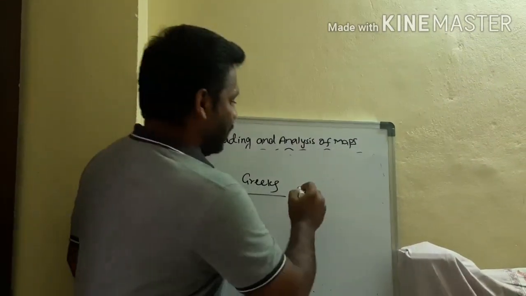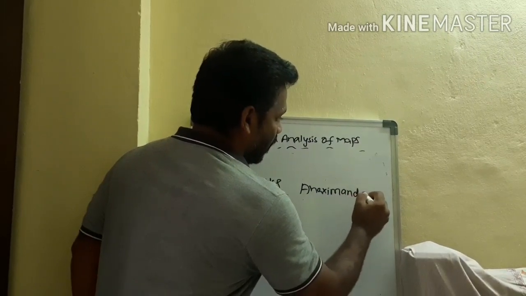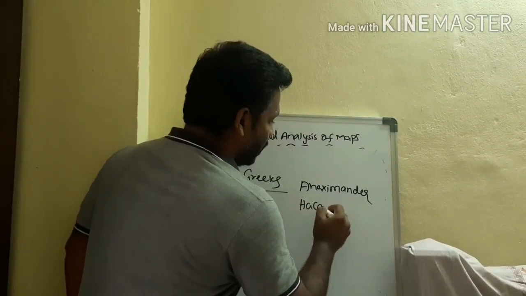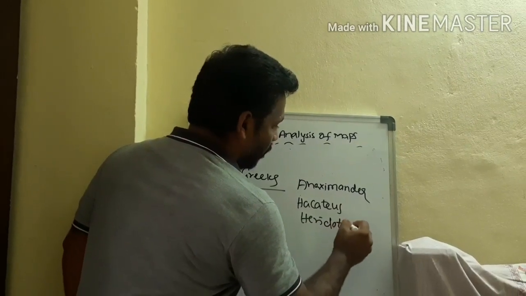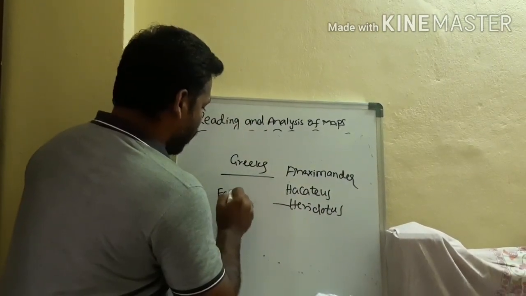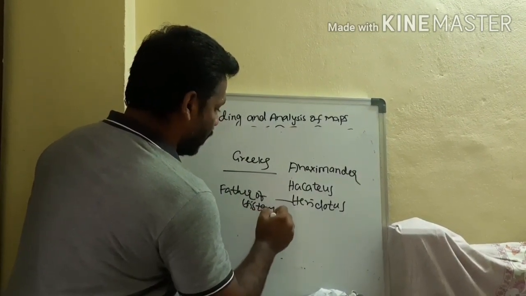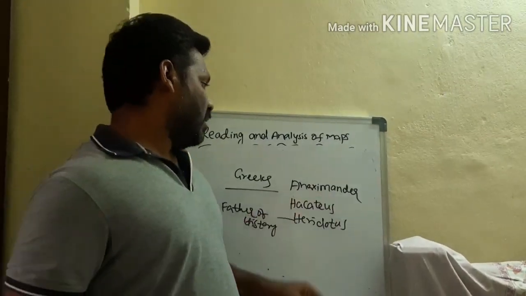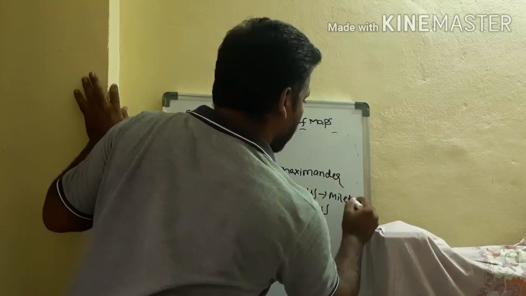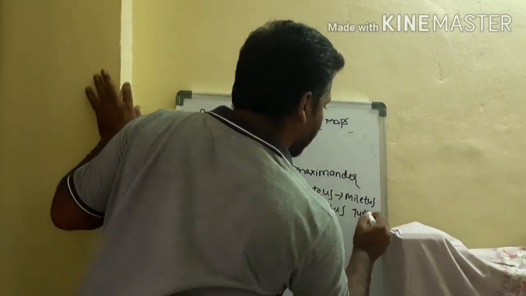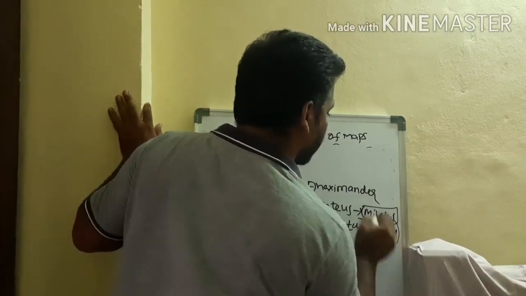Here coming to the Greeks, who are there? Anaximander, Hecataeus, Herodotus. Father of history we can call him. Who? Herodotus, father of history. Here Anaximander and Hecataeus belong to Miletus. Present place is called what? Turkey. Hecataeus, the person belongs to Miletus, present is called Turkey.